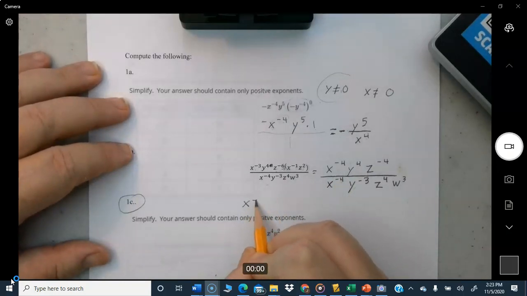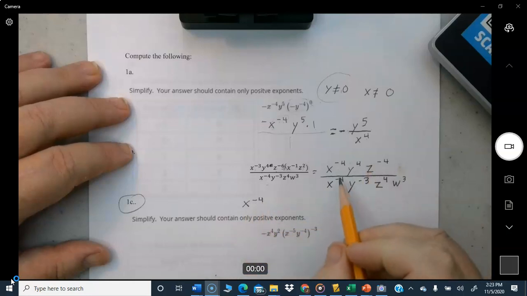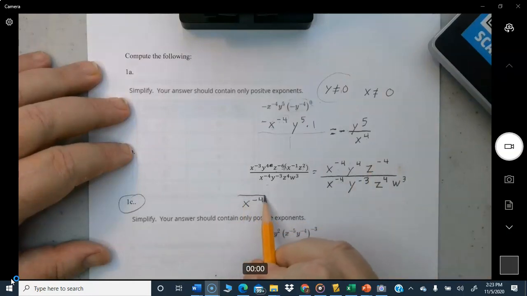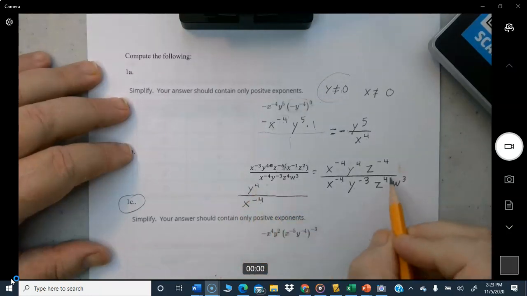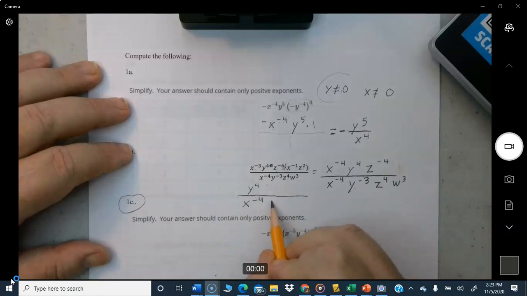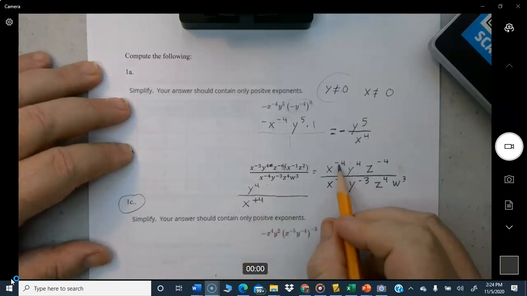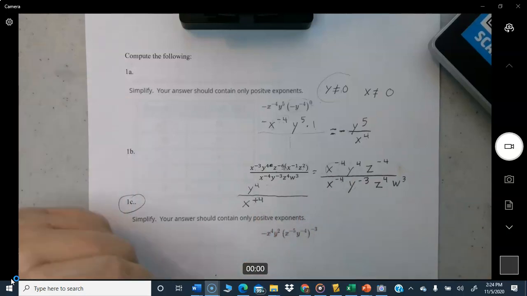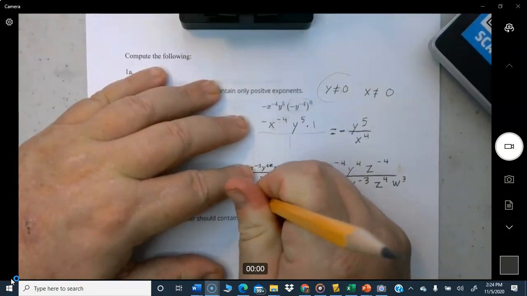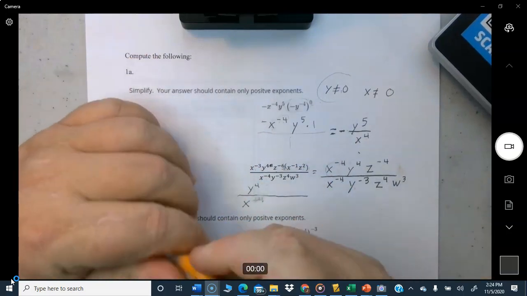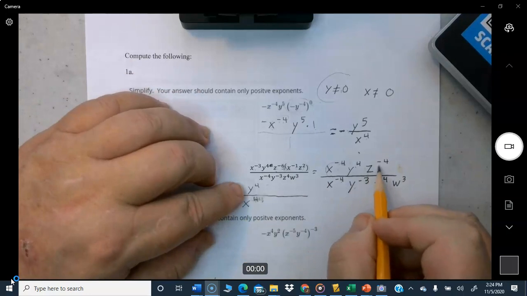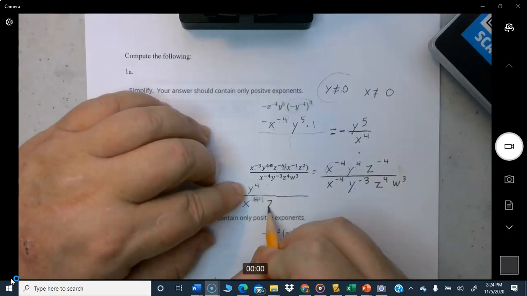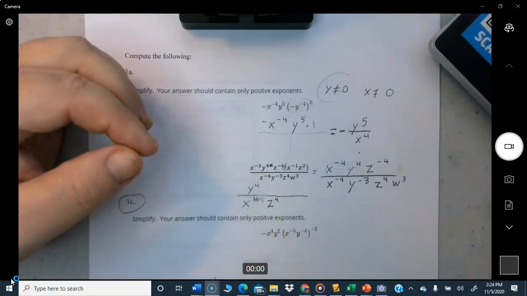I'm going to do all this in one big shot here. The y stays up on top, and the z to the negative fourth comes down to the bottom. And by the way, when I moved that down there, I should have changed it to a positive fourth. Sorry. So let me just change that. You don't need the plus sign there. Again, y to the fourth stays on top. Z to the negative 4 goes on the bottom, and that becomes z to the fourth, positive.